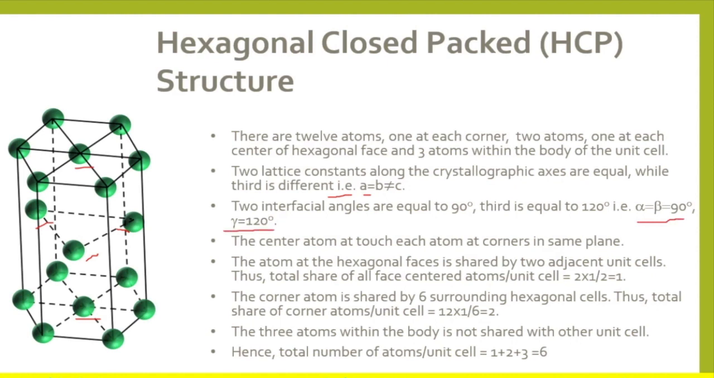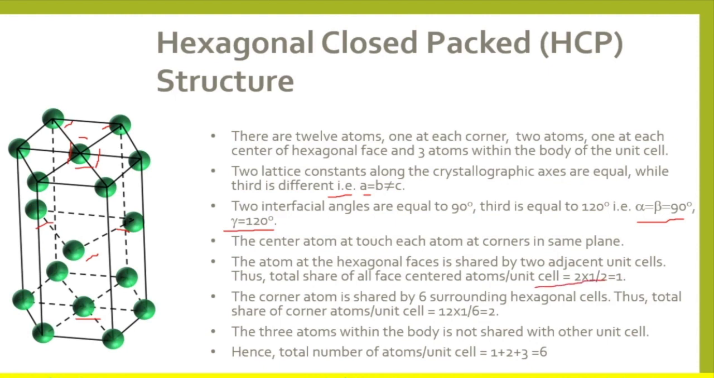In the HCP structure, the center atom touches each atom at the corner. So this atom touches all the atoms in the corner. Now the atom at the hexagonal face is shared by two adjacent unit cells. So this center atom is shared by two unit cells, so the total contribution of the face centered atoms for this unit cell will be 1.